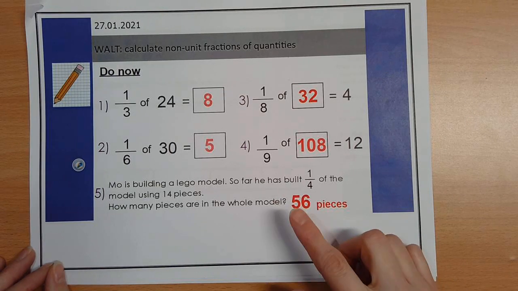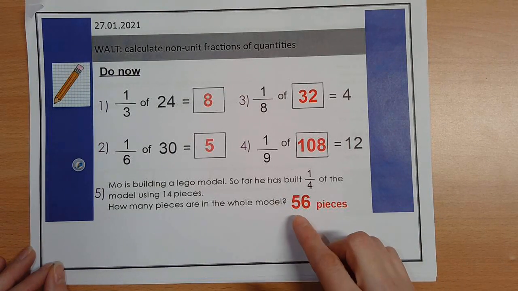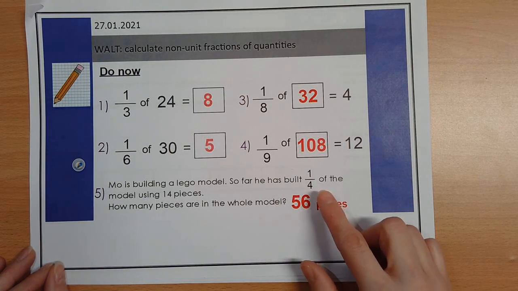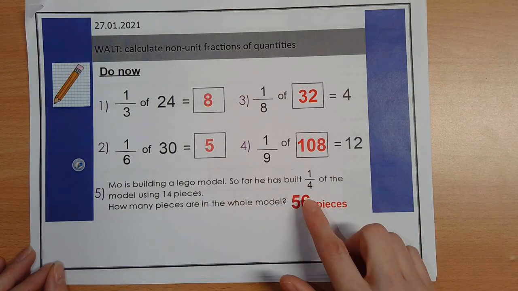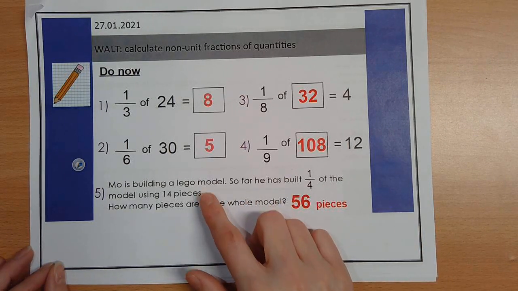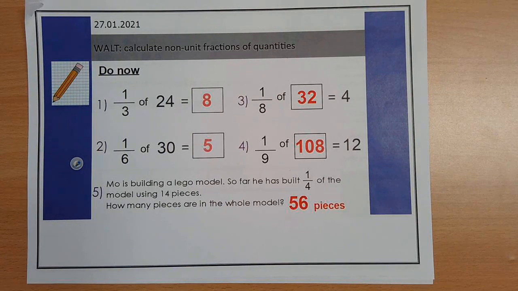And then for our word problem, there were 56 pieces in the whole model because 1/4 was 14, so I need to do 4 times 14. Well done if you got that one correct.